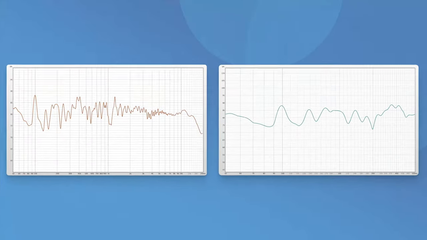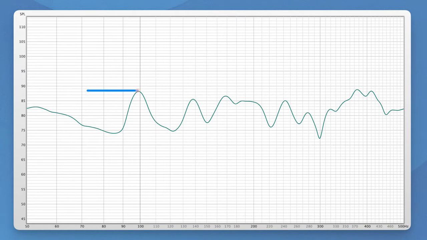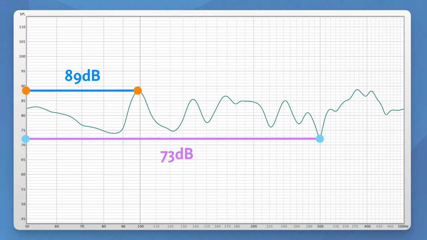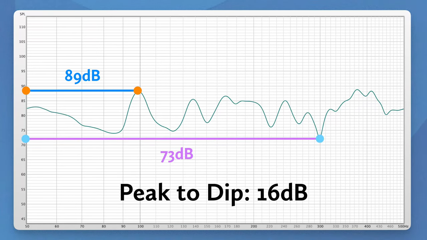We'll do the same thing on the right graph. The highest peak is at around 89 decibel, and the lowest dip is around 73 decibel. This makes the peak to dip difference 16 decibels. So one is actually not really better than the other, at least not in this range we can compare. I hope this video gives you the necessary knowledge to properly interpret frequency response graphs and to prevent yourself from being misled when you are testing your own room or when you come across these graphs from other sources.